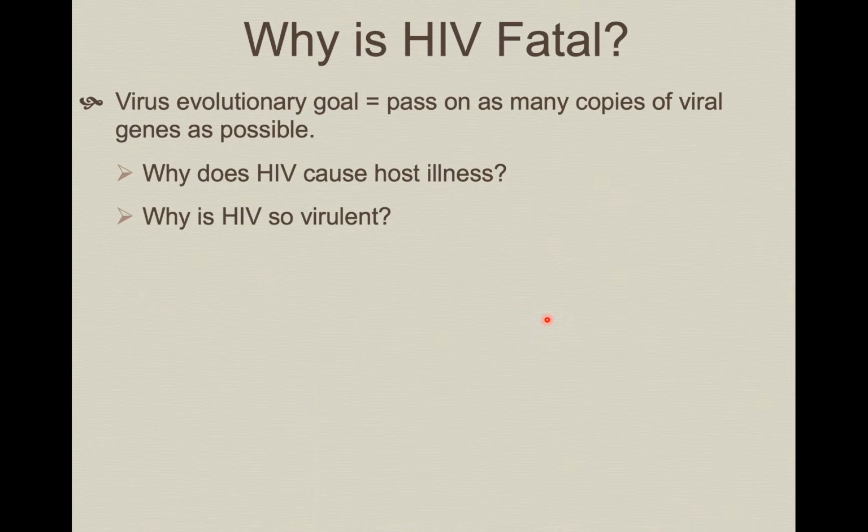So the next topic I want to cover is the question, why is HIV fatal? Because if you think about it, the virus's evolutionary goal is the same as yours. Pass on as many copies of your genes as possible. And it requires our cells to make that happen.